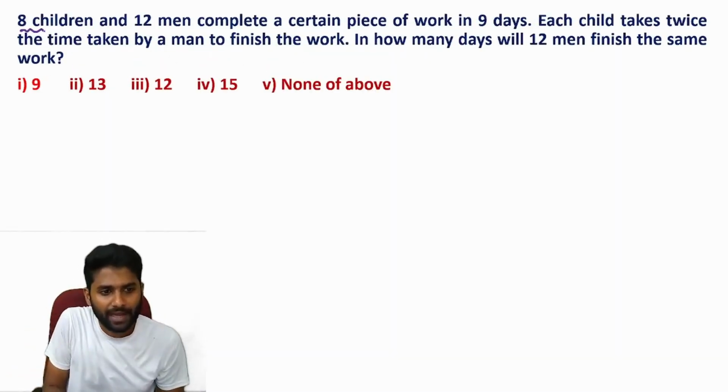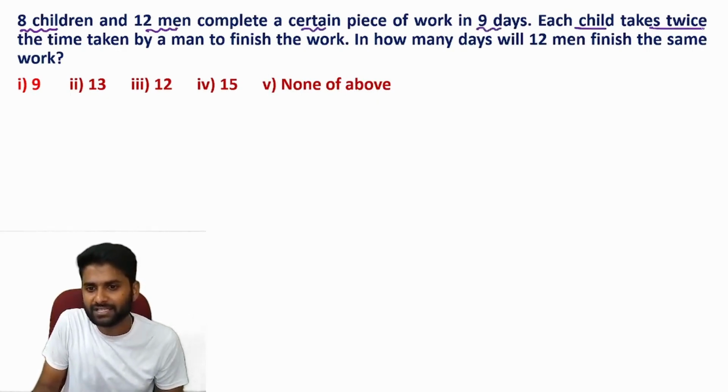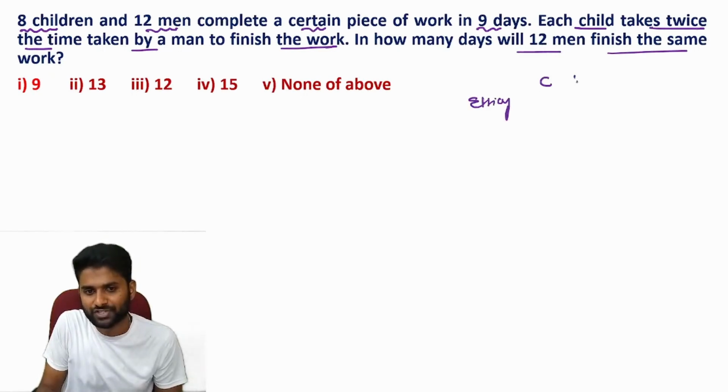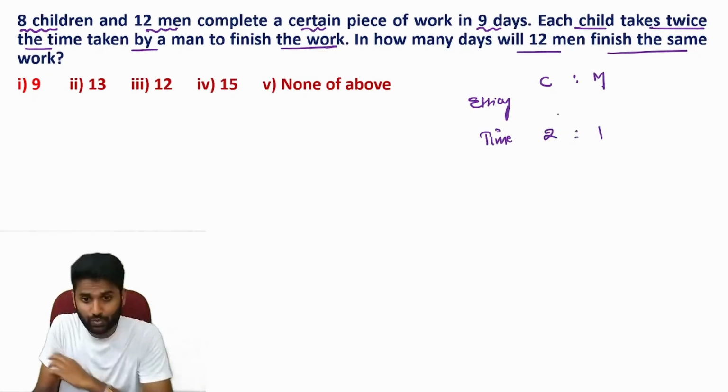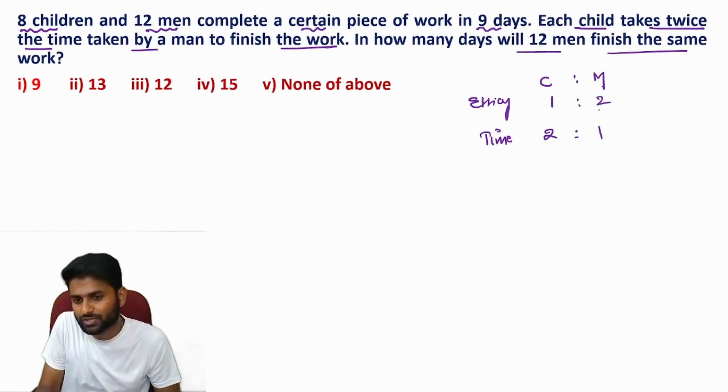Now see, 8 children and 12 men completed a certain piece of work in 9 days. Each child takes twice the time taken by a man to finish the work. In how many days will 12 men finish the same work? First, identify the efficiency ratio of child and man and the time ratio given. They clearly mention that each child takes twice the time compared to a man. If the time ratio is 2 is to 1, then the efficiency ratio is 1 is to 2.